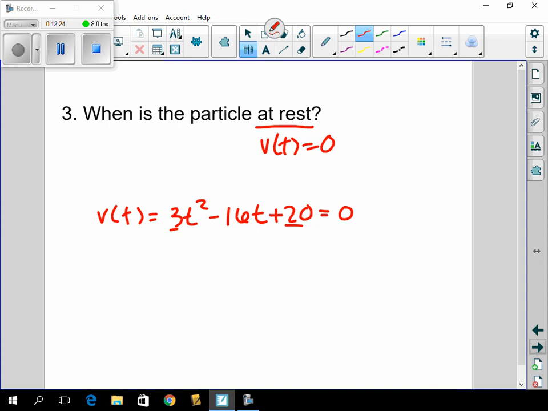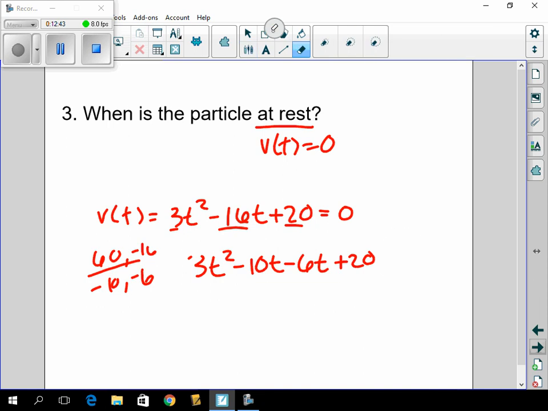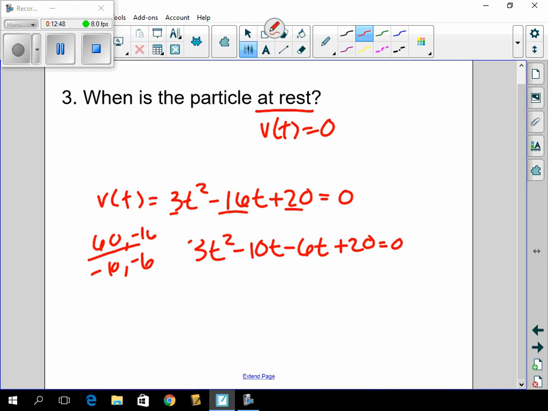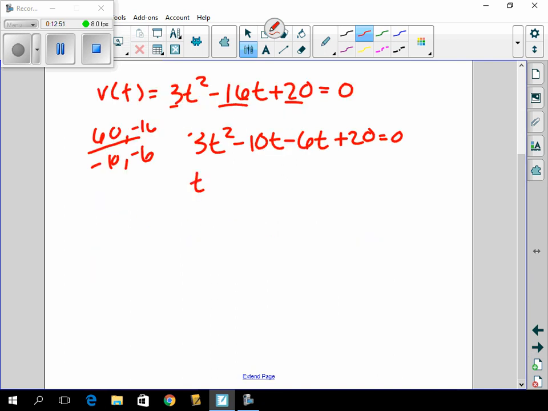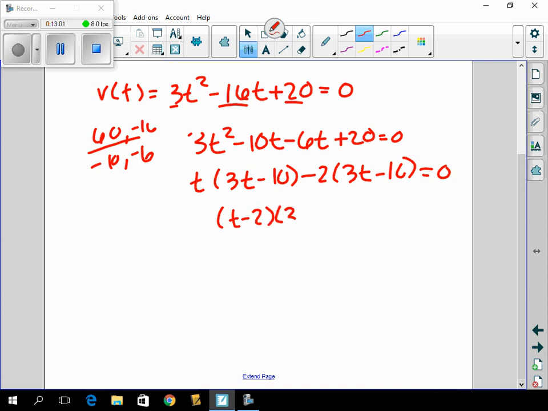So I get 3 times 20 is 60. So I'm looking for what multiplies to 60 and adds to negative 16, which I should get negative 10 and negative 6. So I get 3t squared minus 10t minus 6t plus 20, and this is all equal to 0 still. Again, this is just basic algebra, stuff we've already learned. So I'm going to take out a t, 3t minus 10, minus 2, 3t minus 10. So I should get t minus 2 and 3t minus 10.